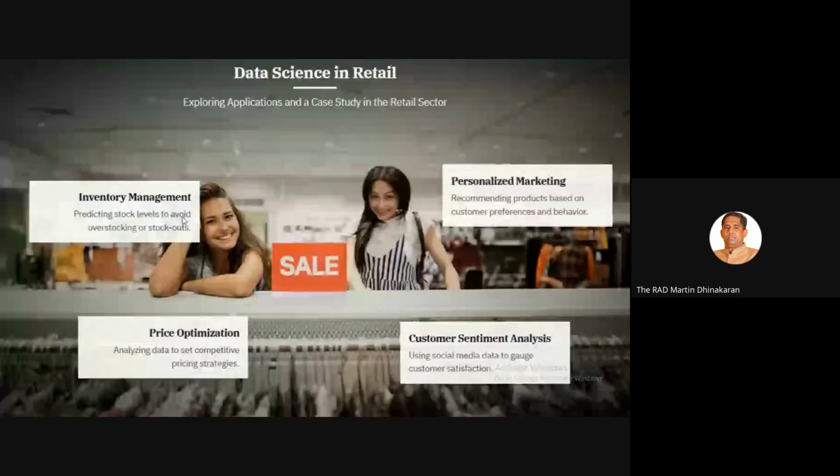Next, data science in retail. You would have heard about inventory management. Inventory is nothing but a business where the right product at the right place is delivered at the right time. This is inventory management. Inventory involves a lot of products, but how is that product delivered at the right place, at the right time? So this is predicting stock levels.